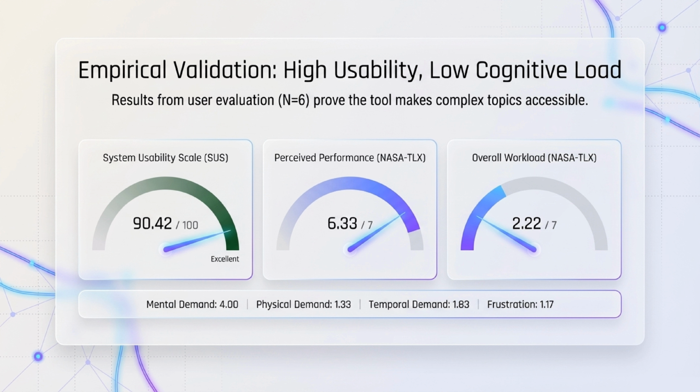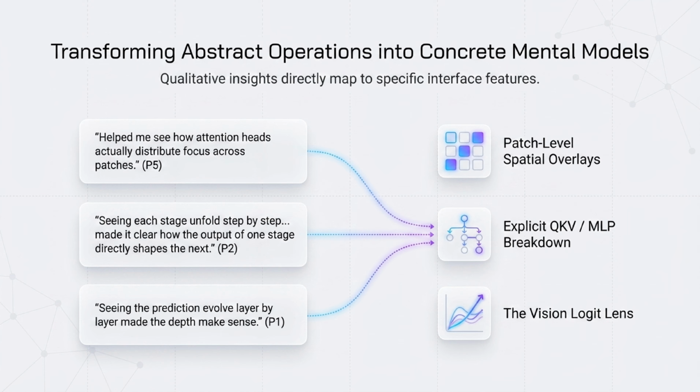We put this system to the test. Our empirical validation proved high usability and low cognitive load. In user evaluations, the tool scored an excellent 90.42 out of 100 on the system usability scale. Users also reported very low overall workload and frustration levels when navigating these complex topics. Ultimately, the tool succeeds in transforming abstract operations into concrete mental models.